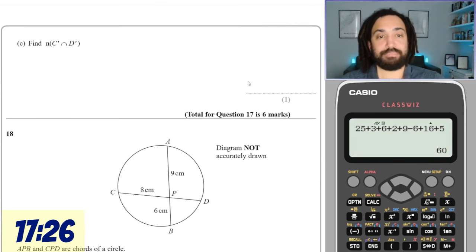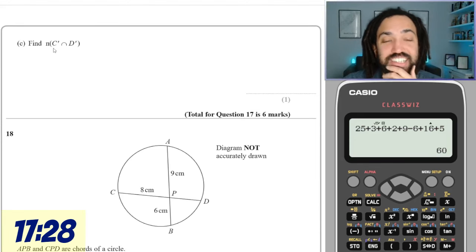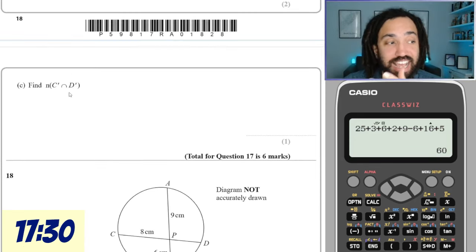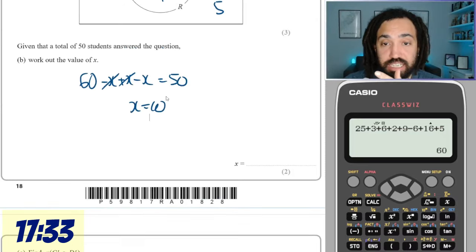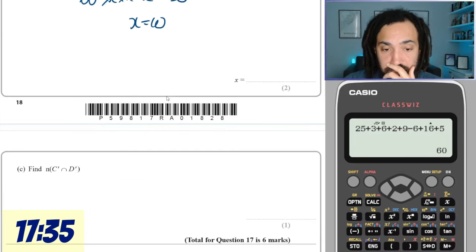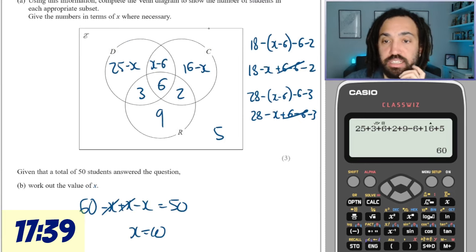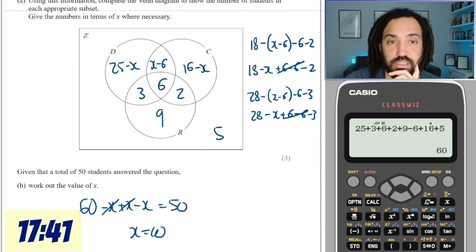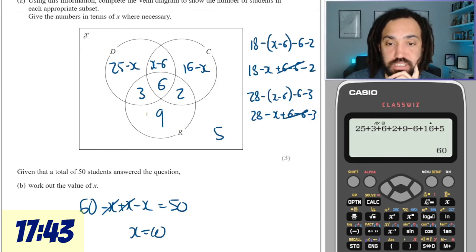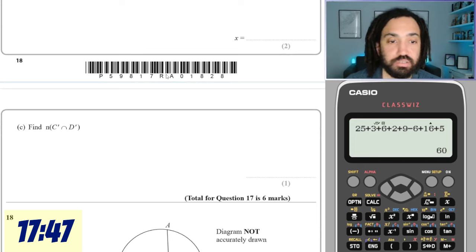Perfect. Oh, find the number that are not in C and are not in D. Okay, so you have to be not in C and you have to be not in D. So not in C and not in D. It must be these two. Okay, so that's 14 in total.